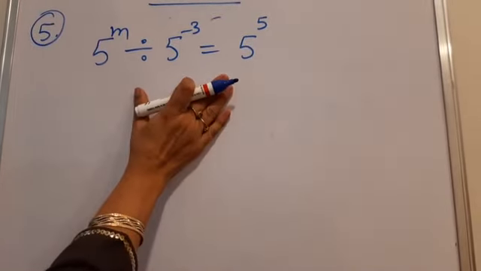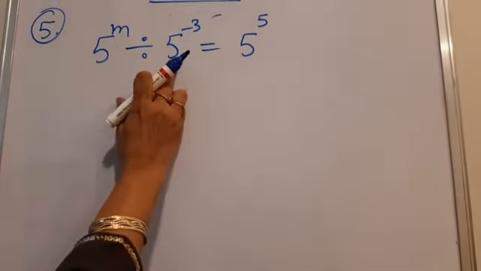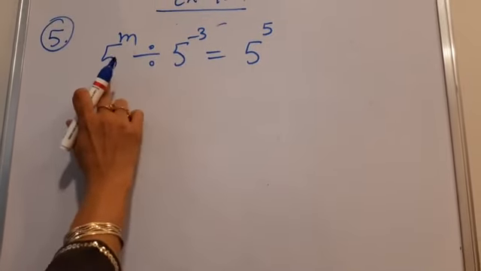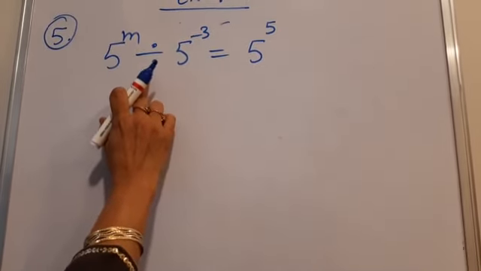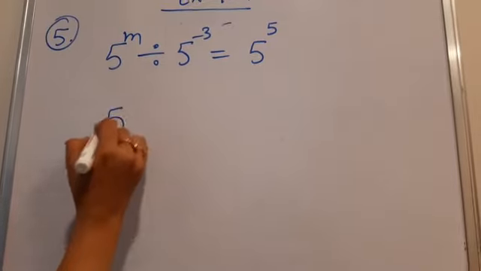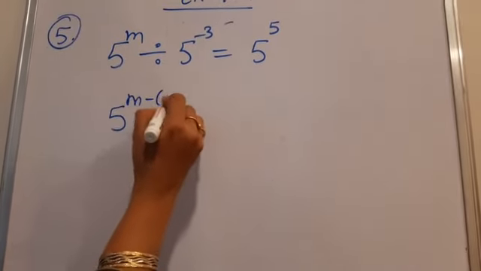In this question number 5, we have to find out the value of m. This expression is given to you. Now see, divide sign is given and base are same. When base are same, divide sign is given, subtract the powers. Now I will subtract the powers.